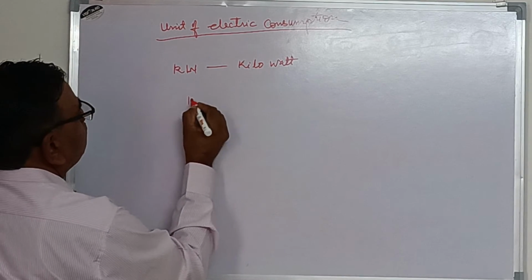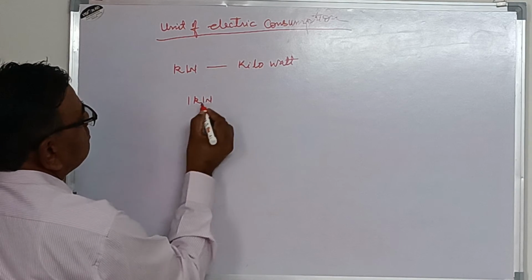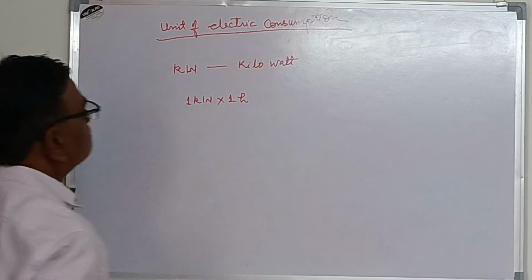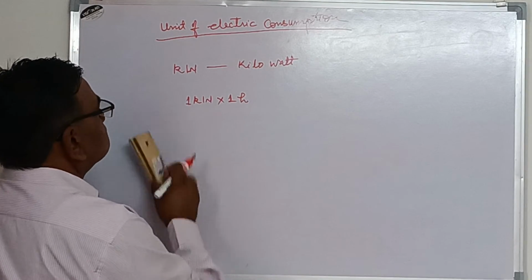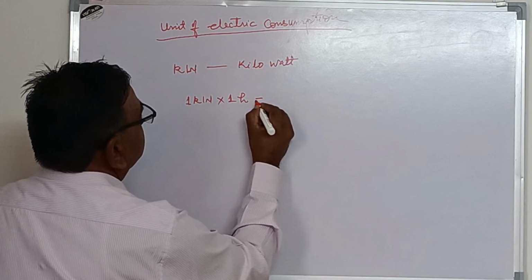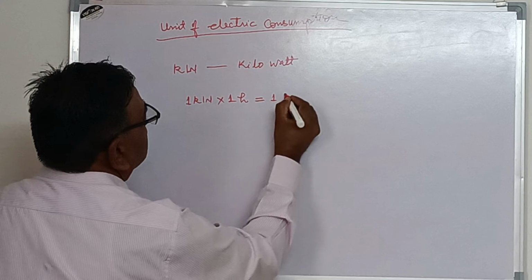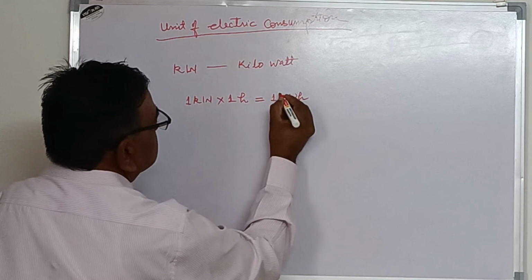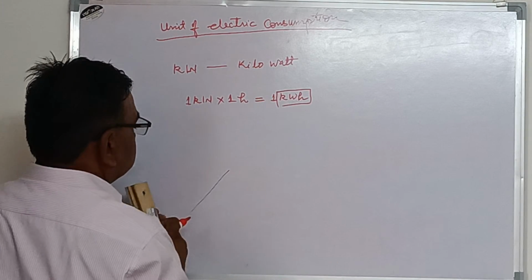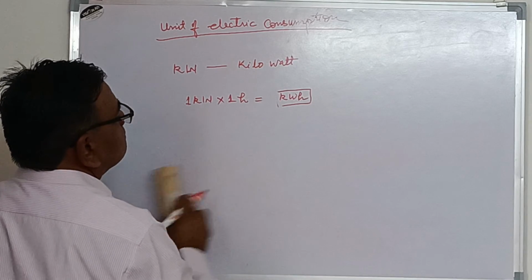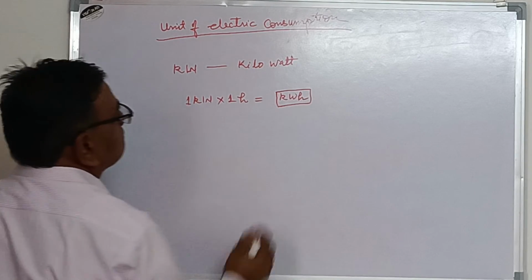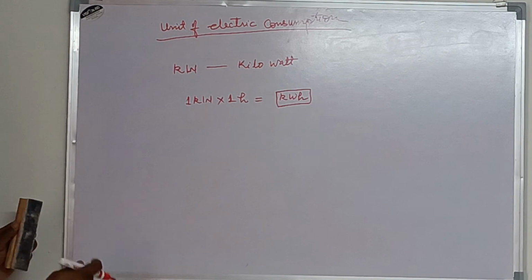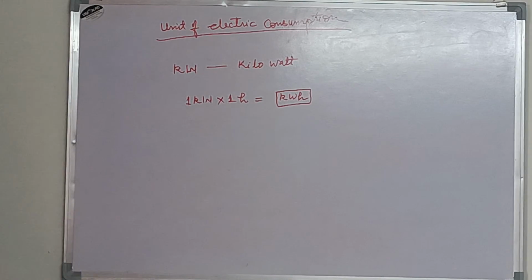So 1 kilowatt is used for 1 hour. This is 1 kWh. So kWh is the unit of electric consumption. Now, you take some numerical question, it will be very clear how many units you have consumed.